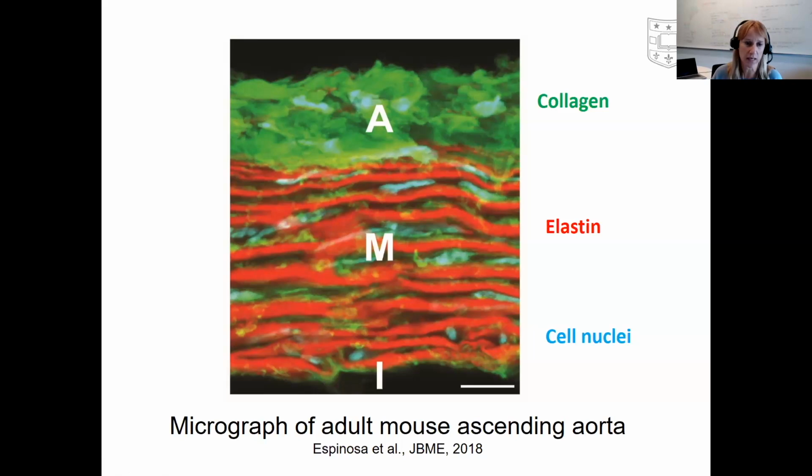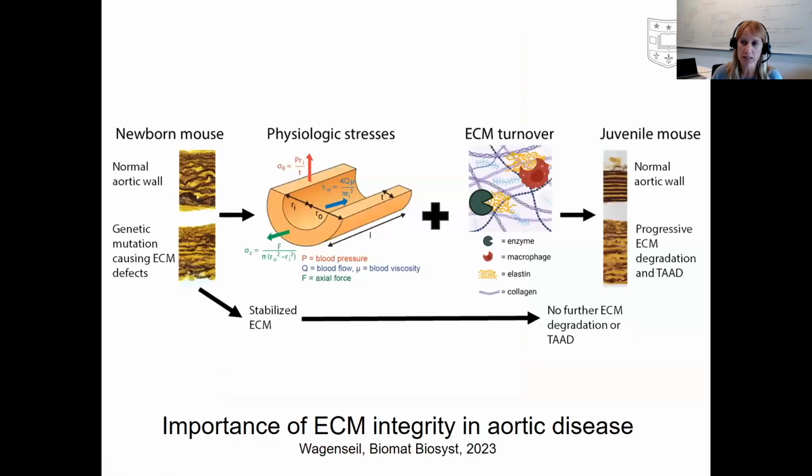And one of the things that we are interested in is the integrity of the extracellular matrix in aortic disease. So these are two images from a newborn mouse aorta, where now you're seeing those elastic layers in black, and then the cells and some of the other proteins are in yellow. So normal aortic wall, this is a genetic mutation that causes ECM defects. In this case, it's reduced levels of fibrillin 4.